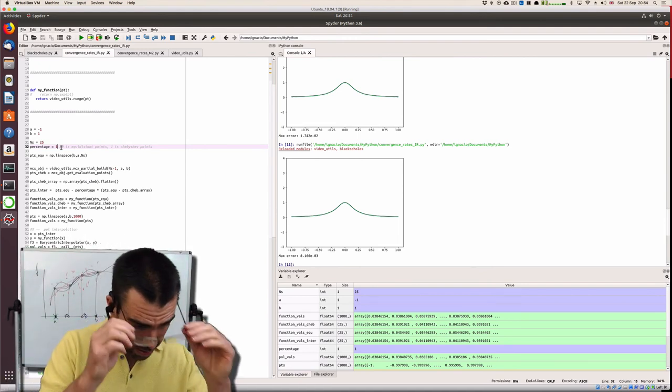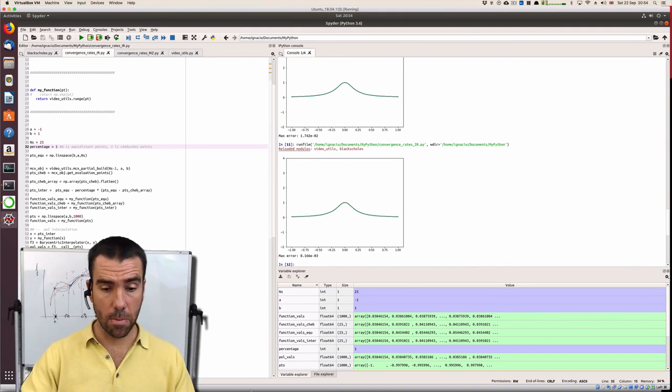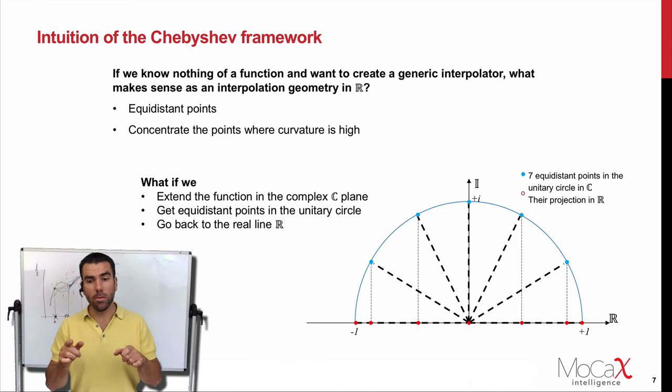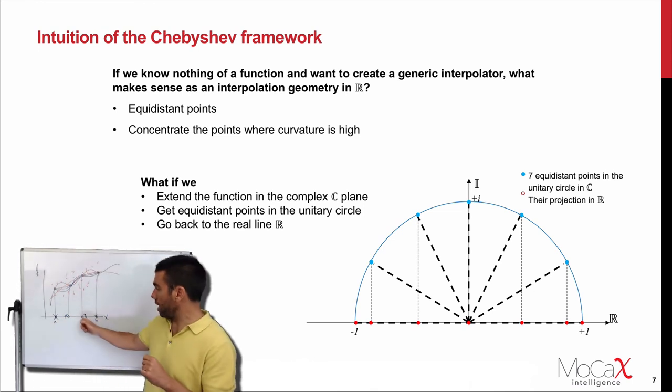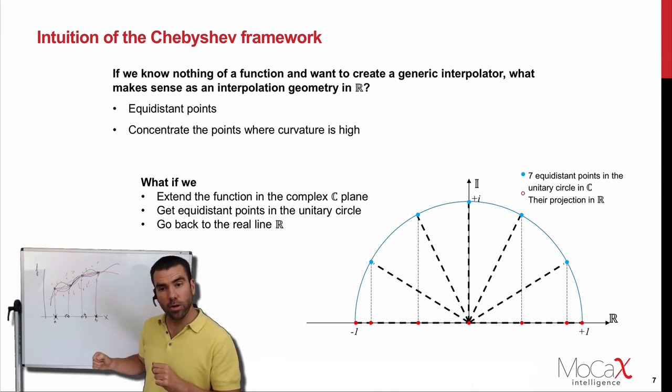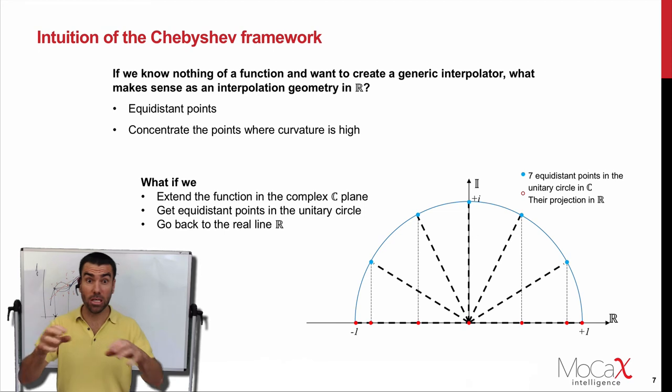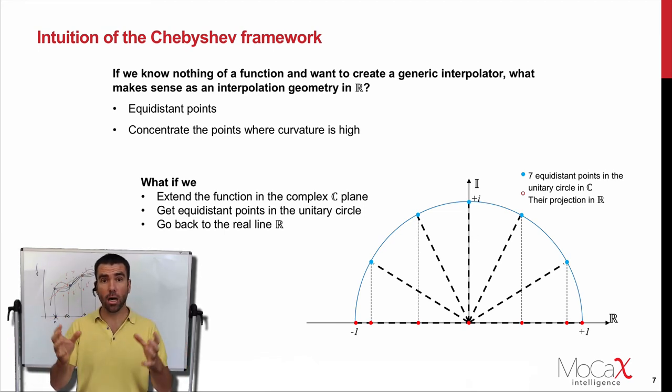So you can see with this example, let me go back to the presentation, that by moving the points from the equidistant points to the Chebyshev points, using the same framework, which is an interpolant, we are reducing the error massively.